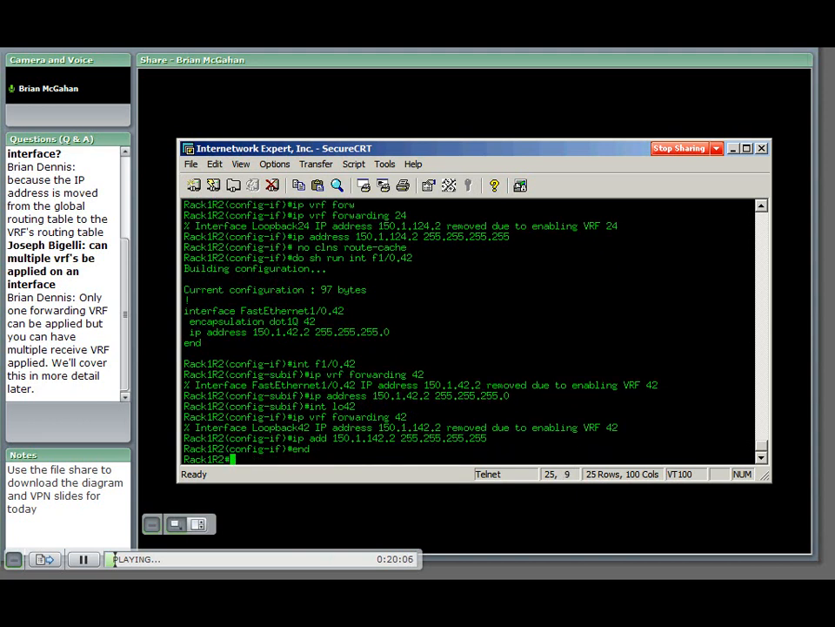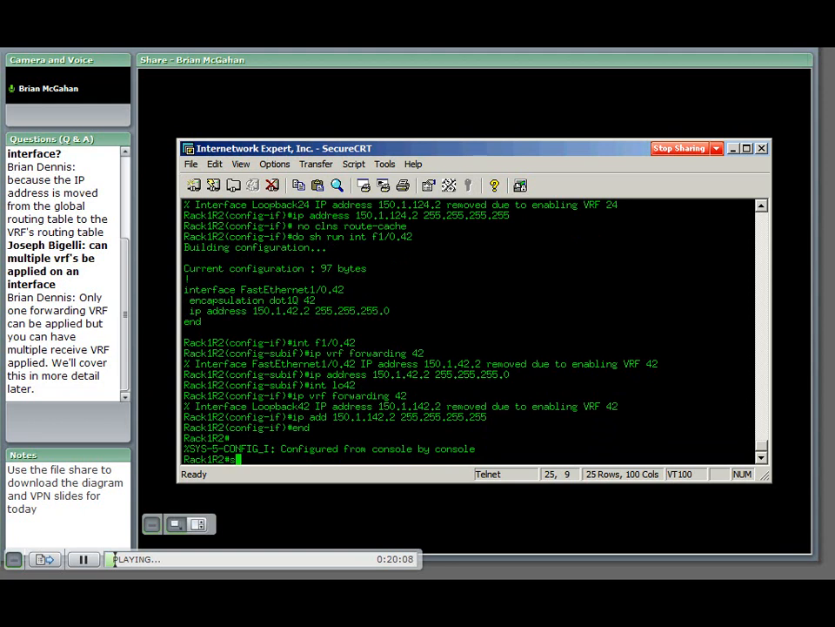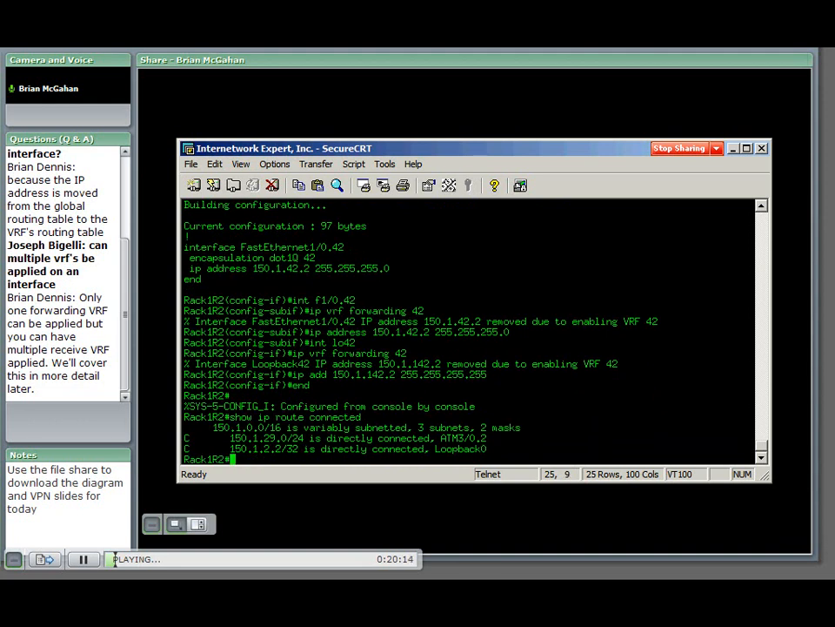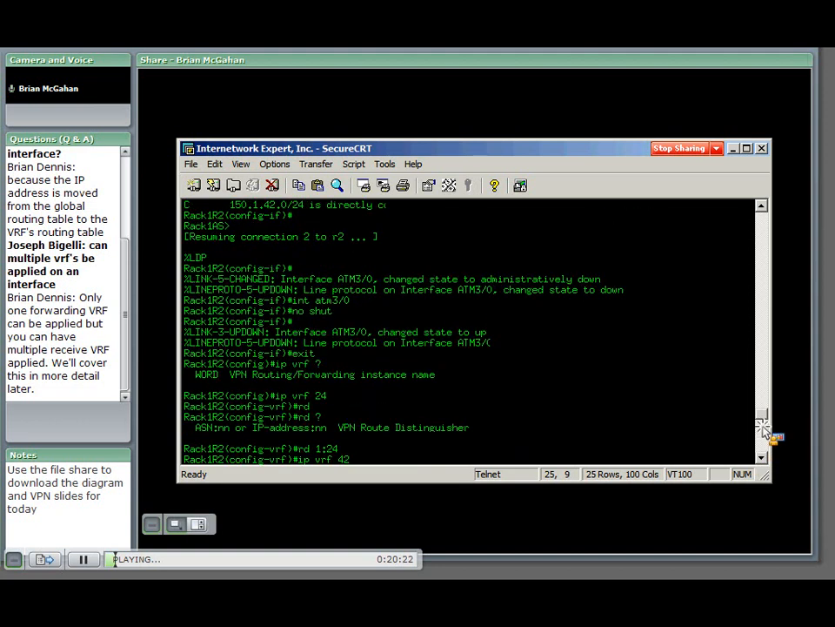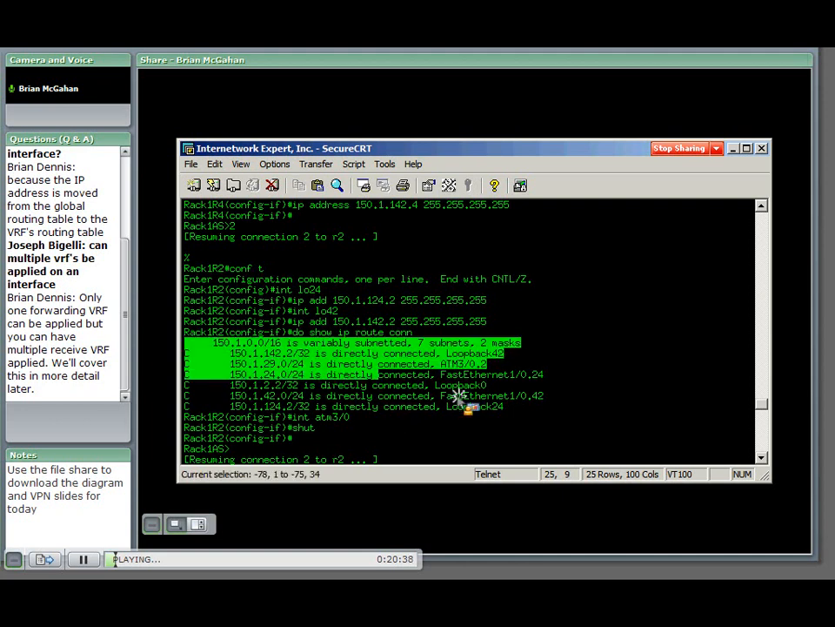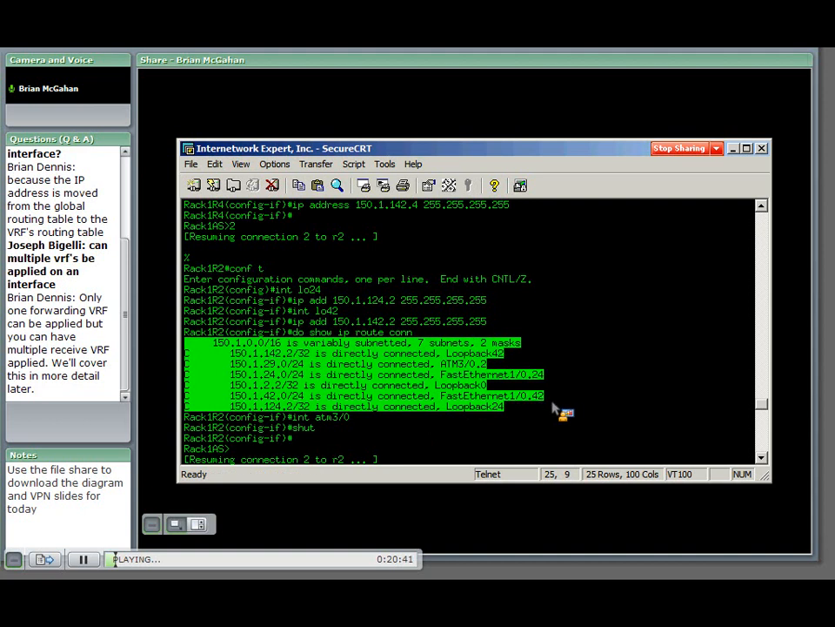Now, if we look at the routing table on router 2 here, if we say show ip route connected, what we're going to see is that the global table now only contains the ATM interface and the loopback interface. Okay, if we scroll back up here a little bit, we can see when we looked at the routing table on router 2 previously, it showed the loopback 0, the ATM interface, those two subinterfaces, the FastEthernet subinterfaces, plus those two additional loopbacks. Okay, at this point, every interface was in the global routing table. That is going to be the default process on all of the routers.